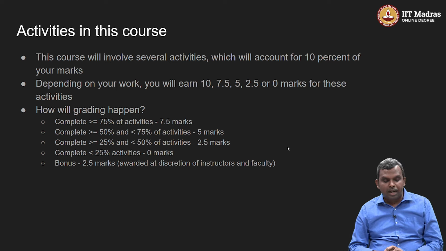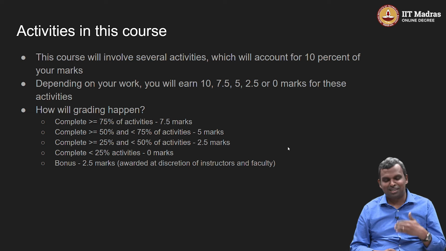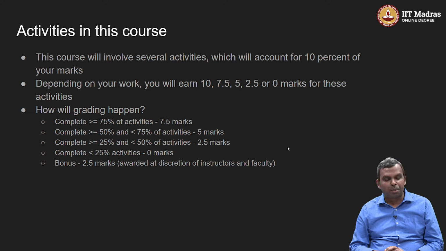I'll assign activities for you every week, maybe 1 or 2, or maybe some weeks no activities. Depending on what fraction of those activities you complete, you will get some marks. You can get 7.5, 5, 2.5 or 0 marks depending on how many activities you complete. And there's also a bonus that I might give. If you do some of the activities exceedingly well, you may get a bonus. But overall it's just 10%, and like I said, it's a bonus on top of what you already have, right?